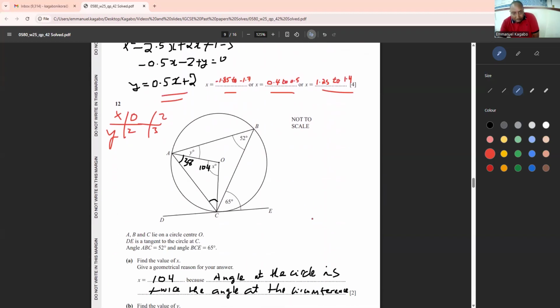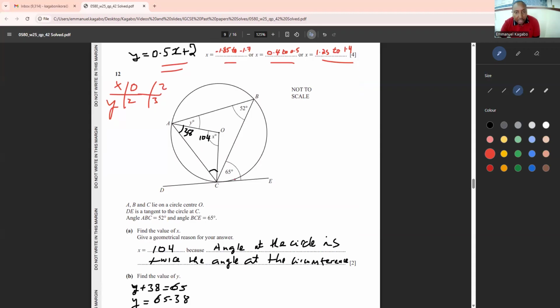Question 12. Question 12 is about to tackle theorems. And they gave you this and they're asking you that. So this one is going to be 52 times 2. What's the reason? The reason is angles subtended by the same arc. Let me read what I've written here, but the simple way to say it, the angle in the center is twice the angle at the circumference as long as they are from the same arc.